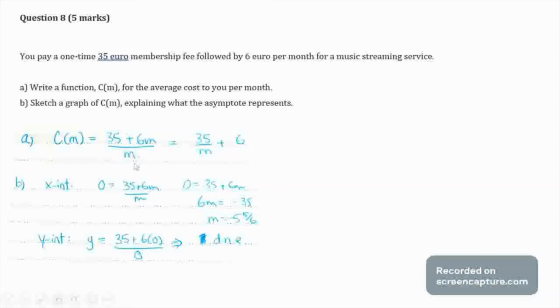Okay, so now what about finding the asymptotes? So we know, again, the denominator tells us the vertical asymptote. So what is it? And what is the horizontal asymptote? So vertical asymptote, m equals 0, because when m is 0, we have 0 down there. That's the vertical asymptote. That's also why this y-intercept doesn't exist.